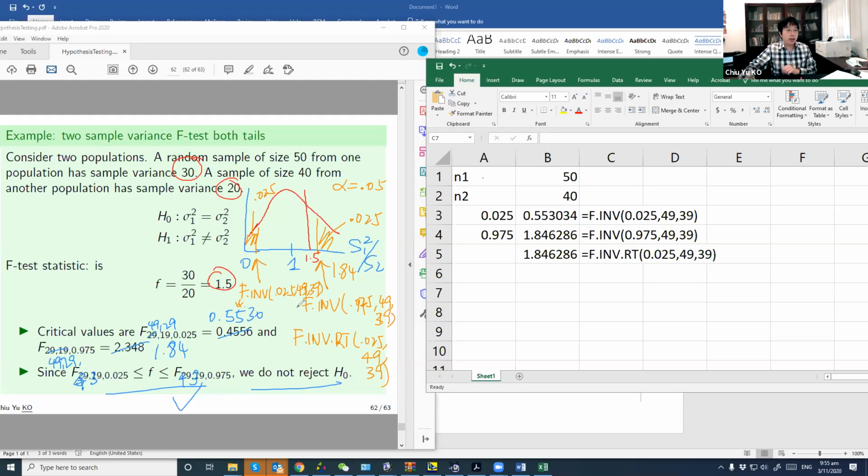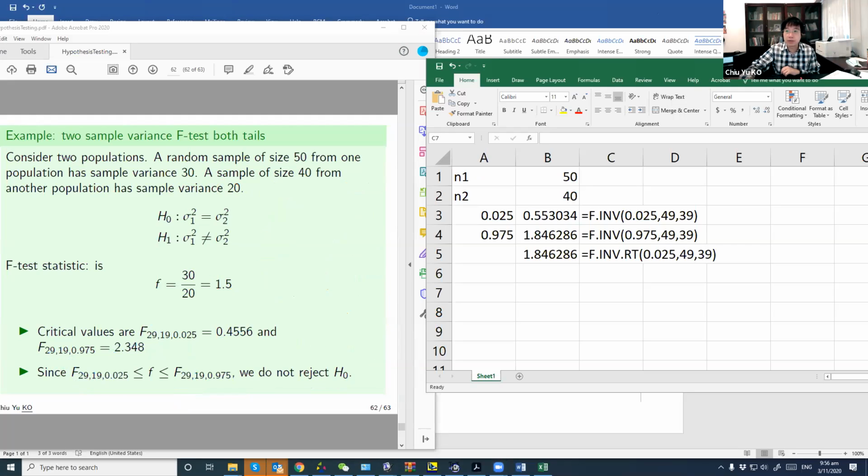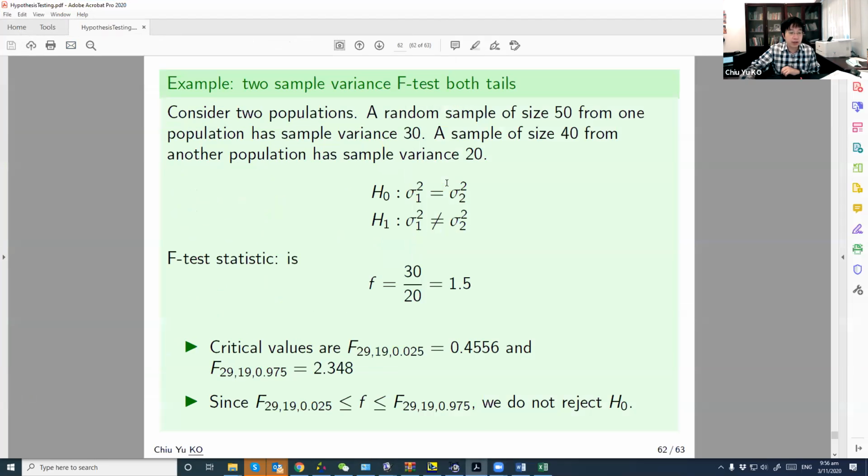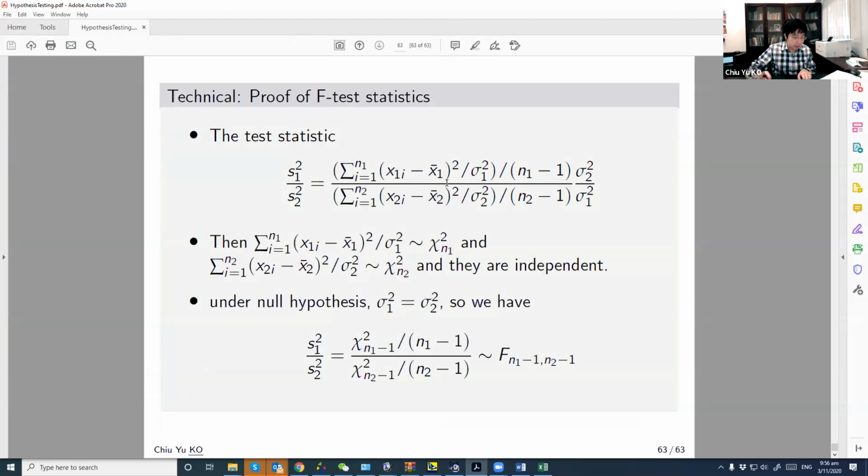Okay, and let us go back to the slide if you don't have any question. Any more questions? If that's the case, we'll finish the slide and then we will talk about Excel. Okay, let's see if there is something we can say about Excel.